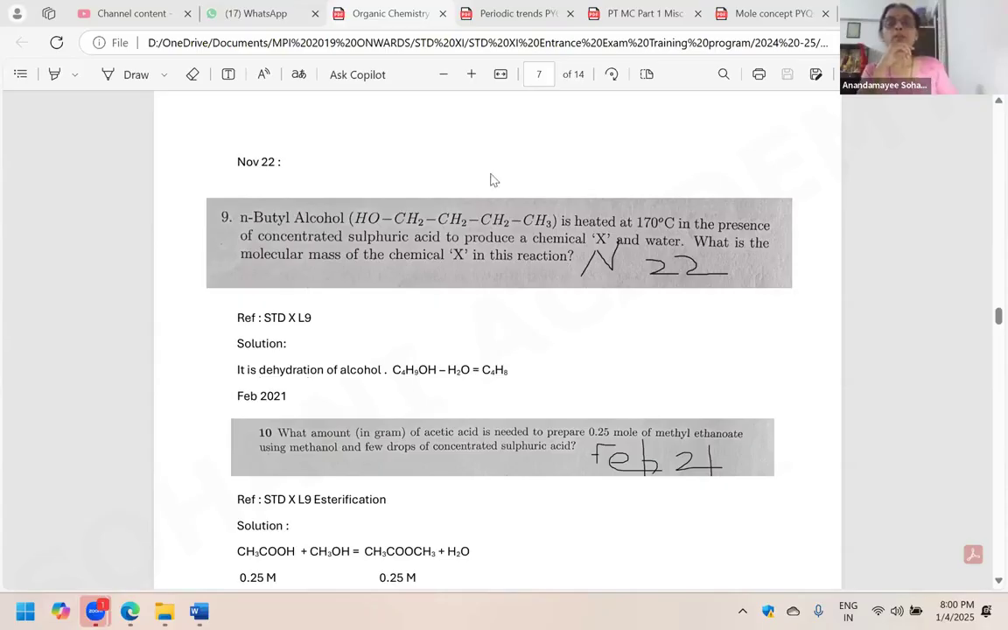But in general, if you say dehydration of sugar, then if it is a disaccharide, C12H22O11, there are 11 water molecules in sugar. So if you dehydrate it, if you completely remove water, then all that remains is carbon.